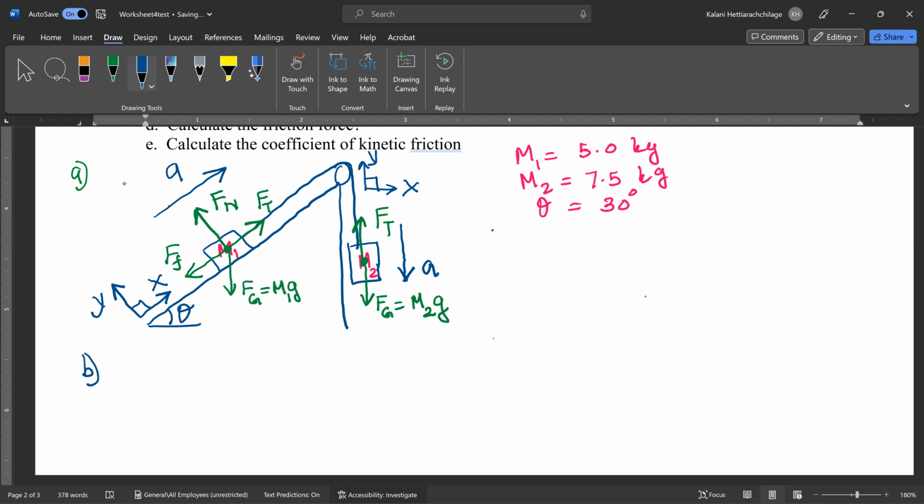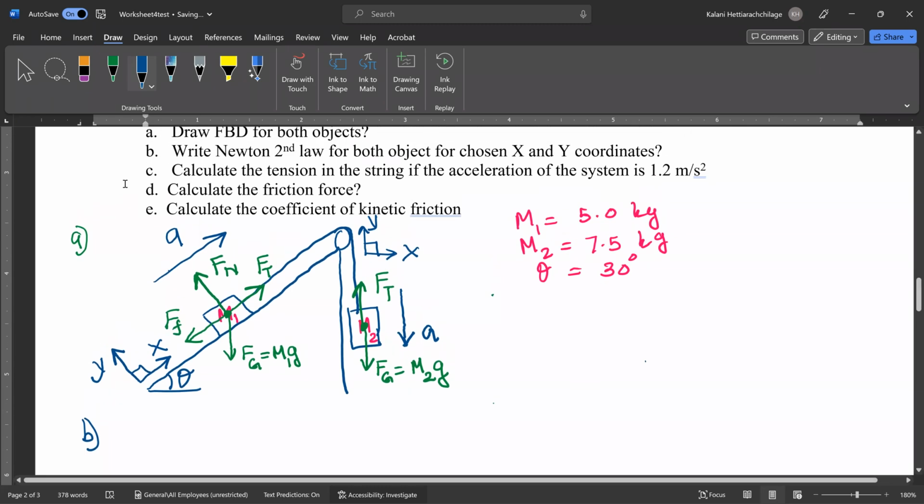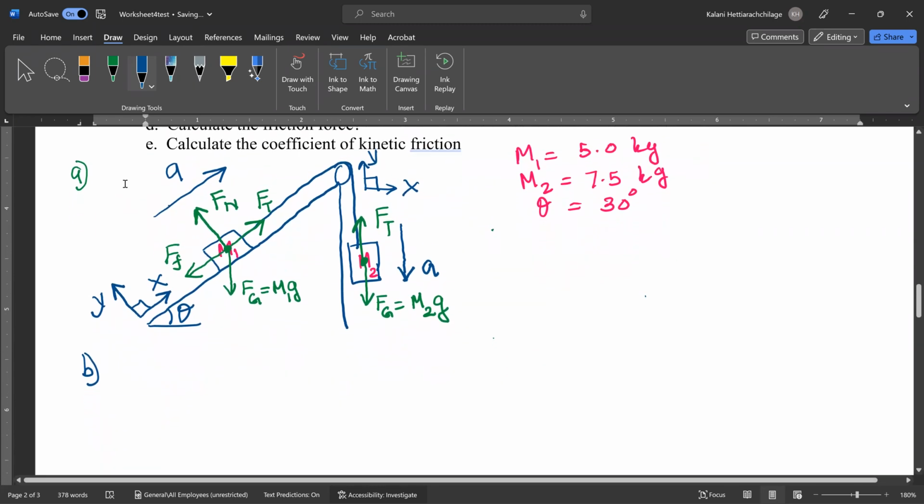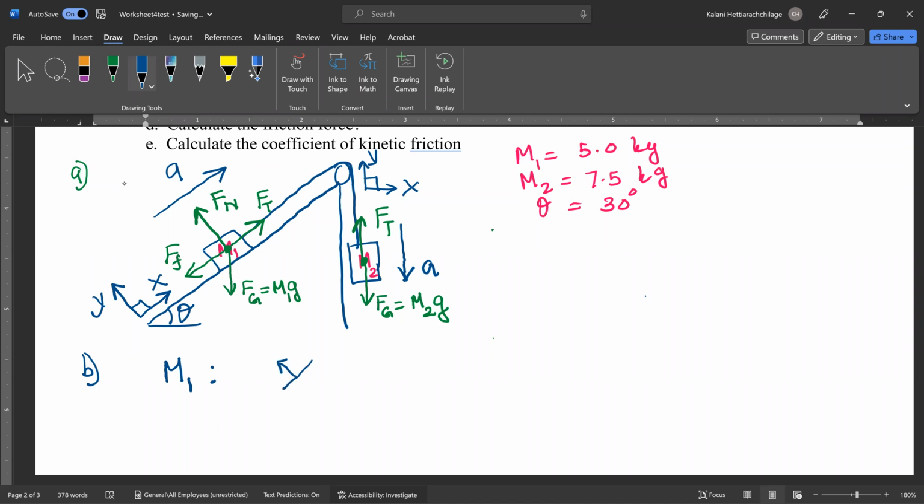Part B asks you to write Newton's second law for both objects, in the X and Y directions. Sometimes both directions may not be needed to solve the problem, but I'm asking you to write it, so you should write it, right? So now we're going to choose the first object. I'm going to do it for M1 first. Okay, M1, we need to write Newton's second law in the Y direction. Now you see the Y direction is not the vertical direction. You can probably draw it like this. You're doing it for the Y direction, right?